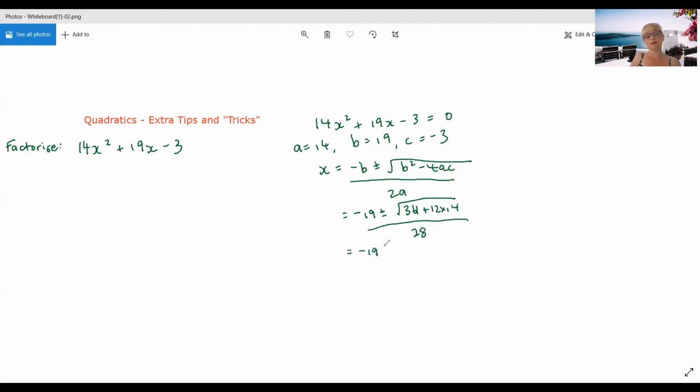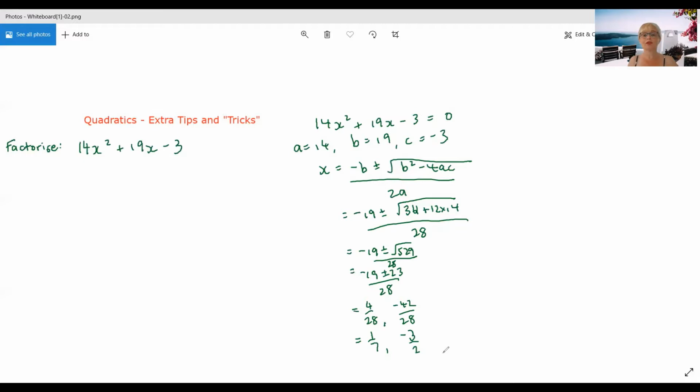So this inside our square root sign is going to be 529. Square root of 529 is 23. Oops, don't forget our divided by 28. So our first answer is going to be 4 on 28, and our second answer is going to be -42 on 28. The first one simplifies down to the fraction 1/7. The second one simplifies to -3 on 2.